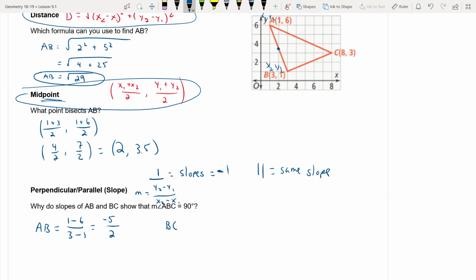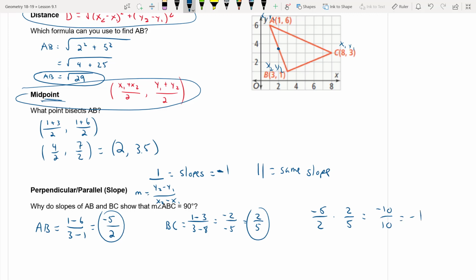If I look at BC, we'll keep x2, y2 there, so we'll make this one x1, y1. My slope is 1 minus 3 over 3 minus 8, which is going to give me a negative 2 over a negative 5, or 2/5. So if I look at negative 5 halves and 2/5, if I were to multiply them, negative 5 over 2 times 2 over 5, that gives me a negative 10 over 10, which is negative 1. So they are perpendicular slopes. That tells me that the angle at point B, that shared point, is going to be 90 degrees.